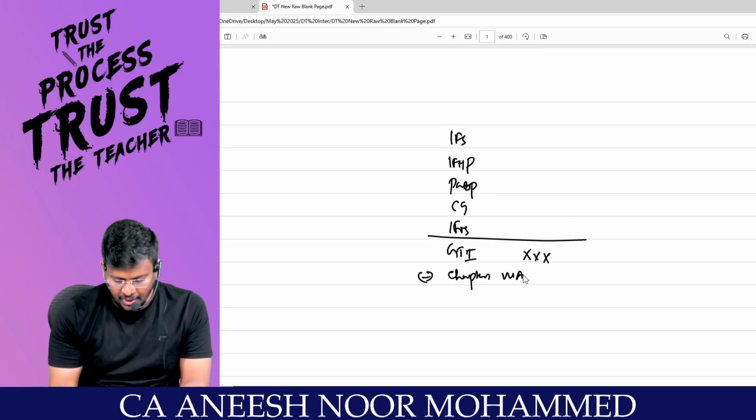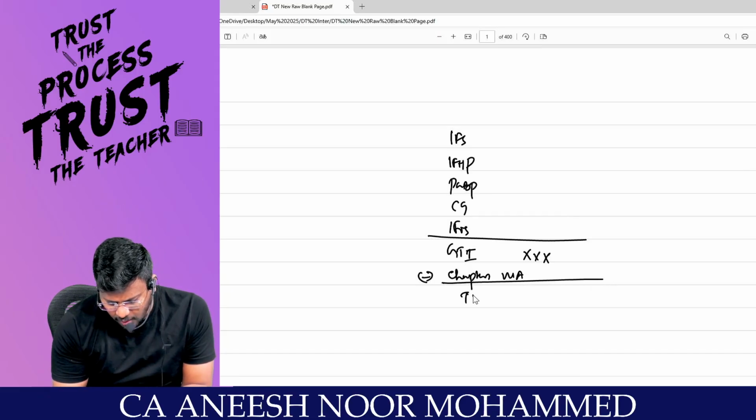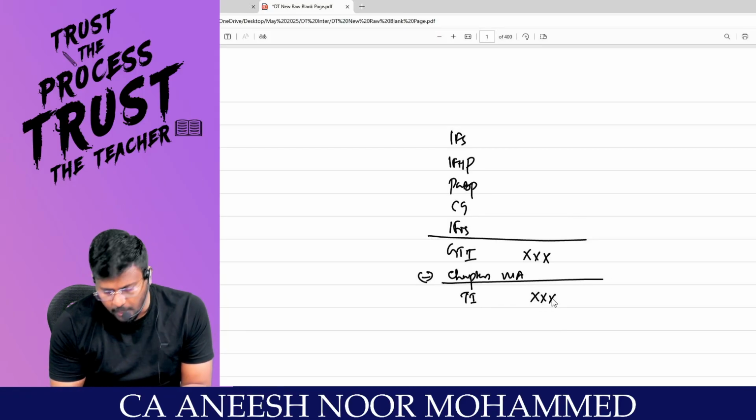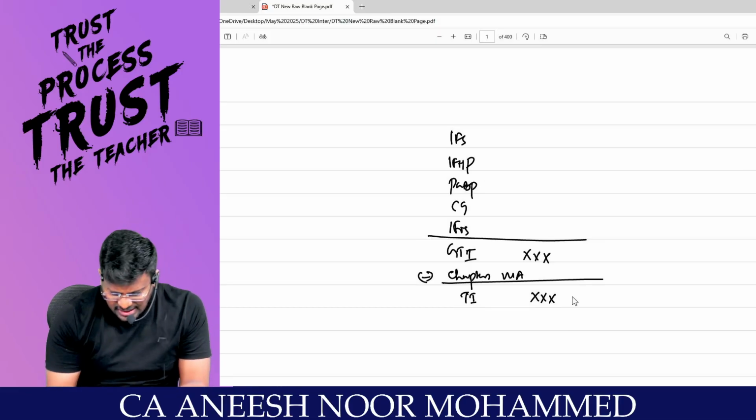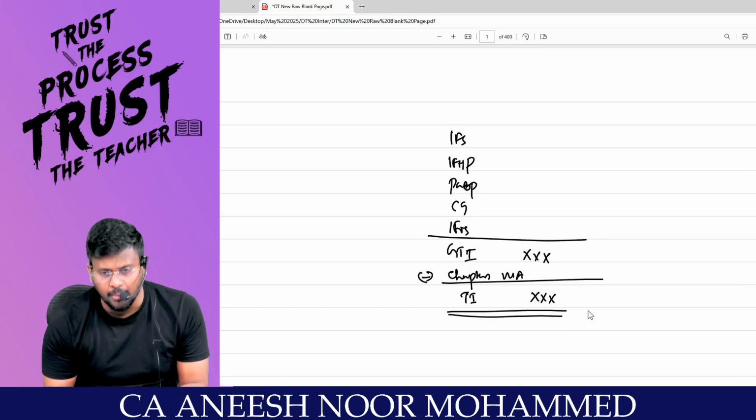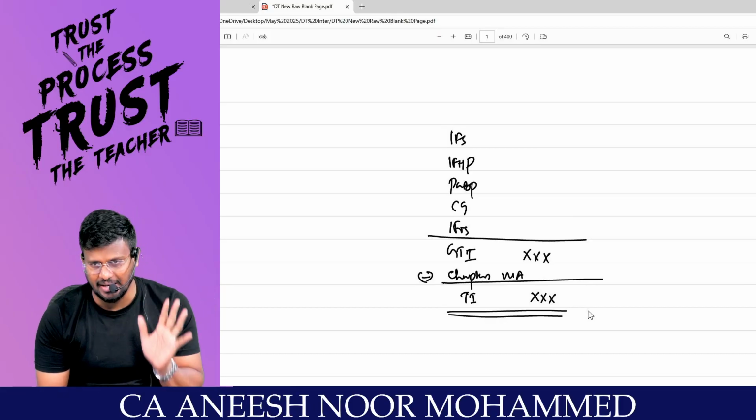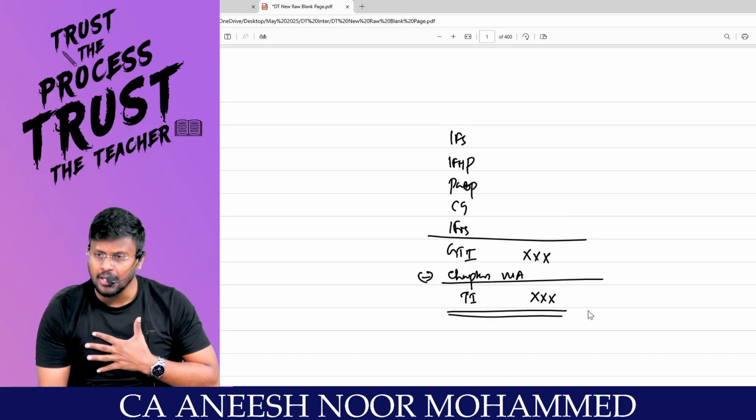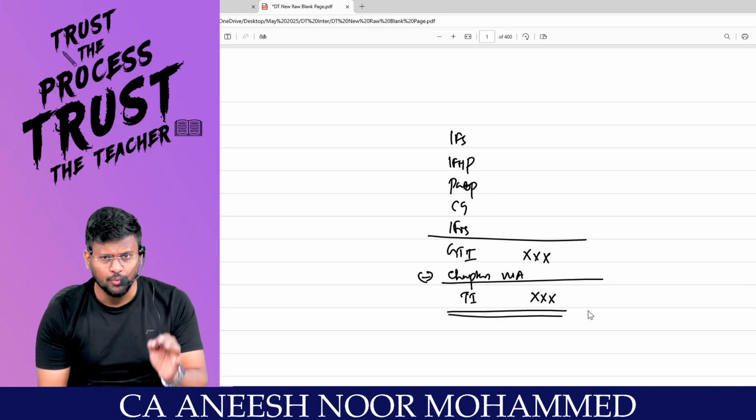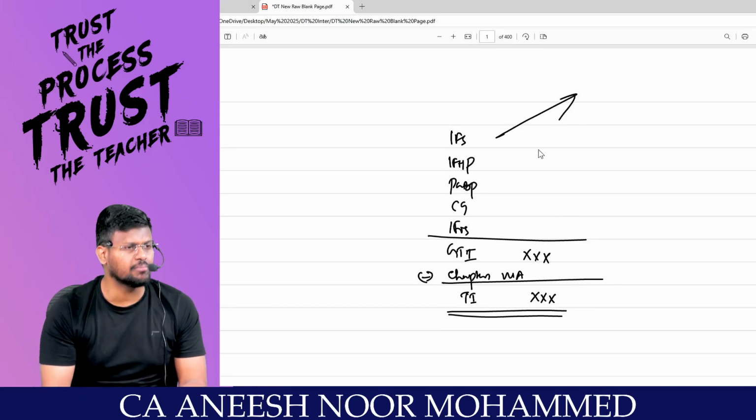Getting it up. Then you will be getting, my dear lovable students, total income. On this total income, you will be paying the tax. For that only we need the tax rate. So, my computation of total income is starting from income from salary.